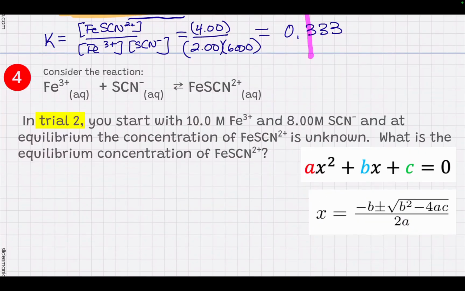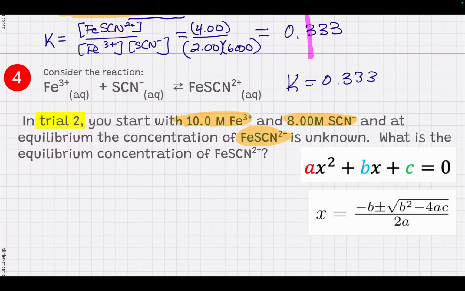Let's do another one. So this is going to be a little bit different, but we're still going to use the RICE table. So in this trial, we're starting with 10 moles per liter of iron, 8 moles per liter of thiocyanate, and we want to know this time the equilibrium concentration of the iron thiocyanate ion. So it's different than the previous question, because in the previous question they gave that to you. We're going to assume it's the same temperature, so we have the same K. So our K is still 0.333 from the previous question. But we're going to use a RICE table again.